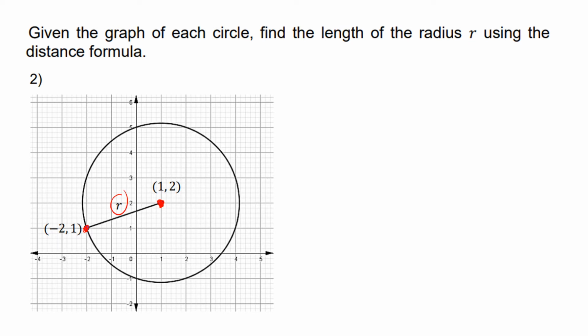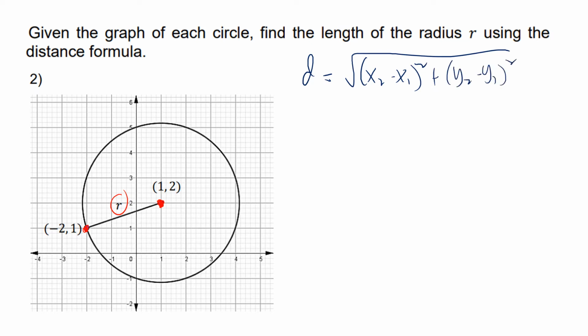Using the distance formula, you still have d equals the square root of (x sub 2 minus x sub 1) squared plus (y sub 2 minus y sub 1) squared. Then we are going to represent 1 and 2 and -2 and 1 with x sub 1, x sub 2, y sub 1, y sub 2. So assuming we want to represent this as x sub 1, therefore this is y sub 1.